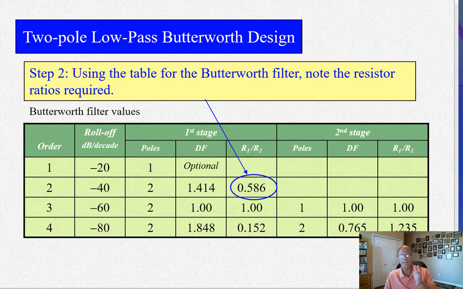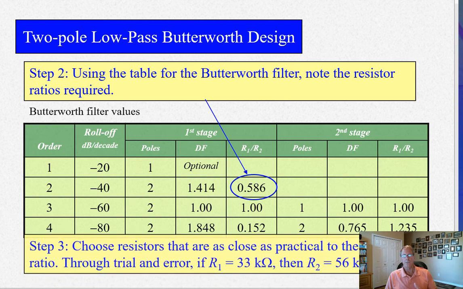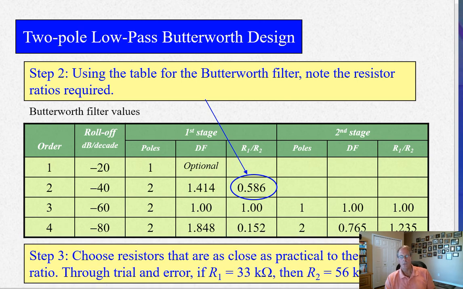So what's the damping factor for this one? We need 0.586. So R1 over R2 is 0.586. To get that, we choose R1 at 33K, and then we solve for R2, which ends up being 56K.